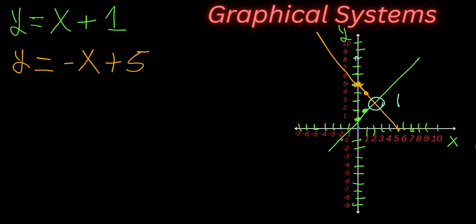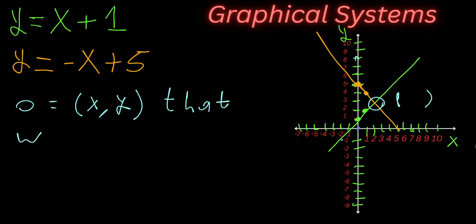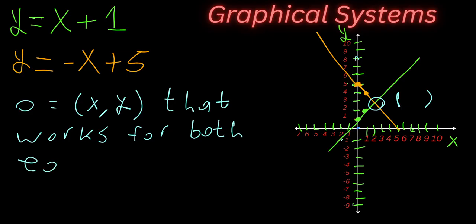Well, it represents an x and a y value that is going to solve both of these. This point equals x and y that works for both equations, or can solve both equations. And when I say solve, it means exactly what it sounds like. It's going to work when I plug in the y for both of these and the x for both of these.